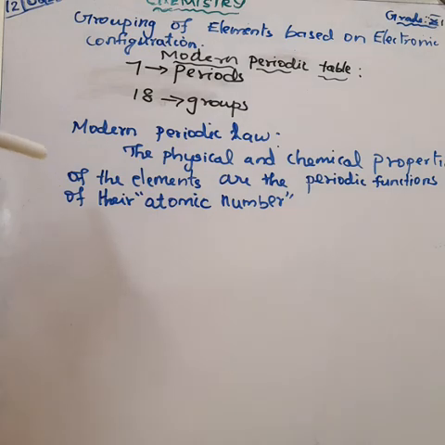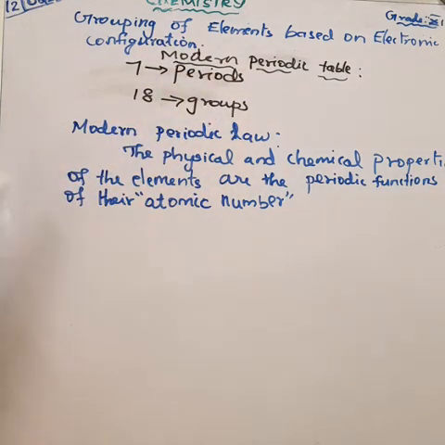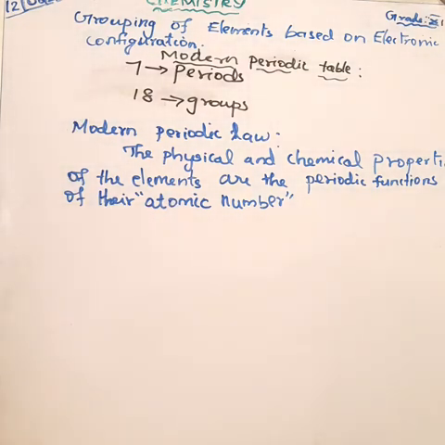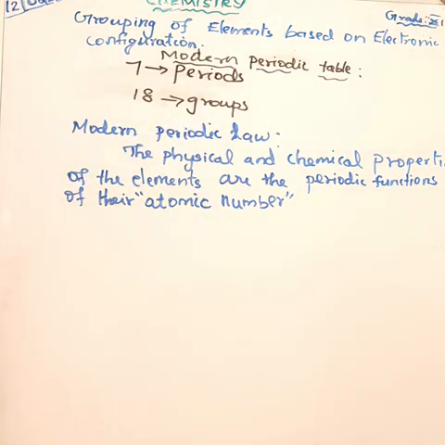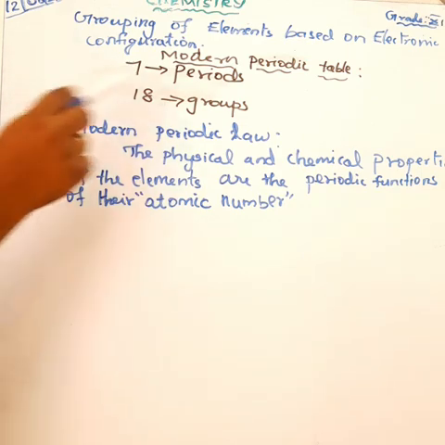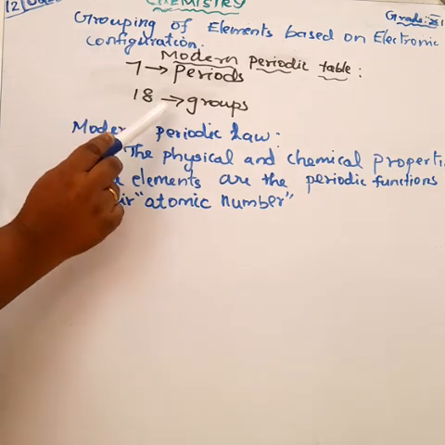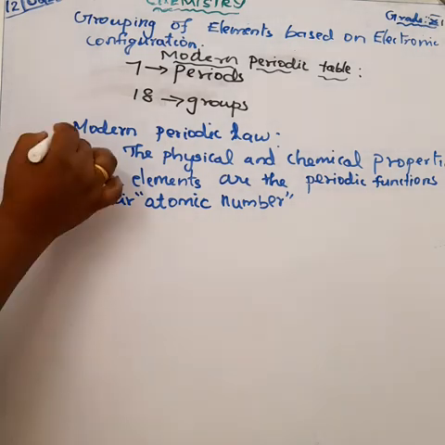As we know about the modern periodic table, the elements are arranged in periods and groups based on their atomic number. There are 7 periods and 18 groups in the modern periodic table. The horizontal rows are called periods and the vertical columns are called groups. These 7 periods and 18 groups are organized based on the modern periodic law.